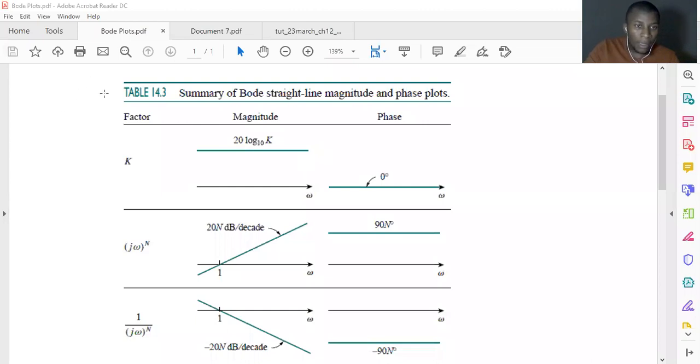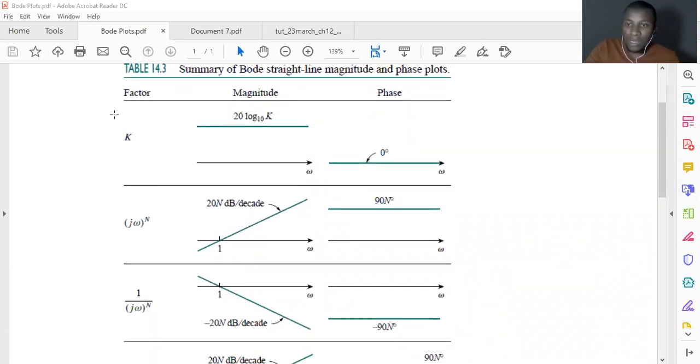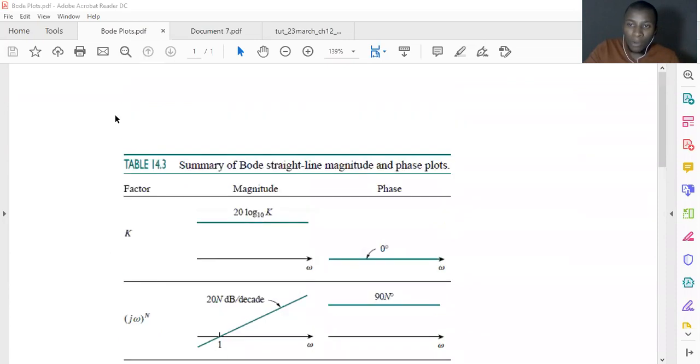Hello everyone, today I'll be doing a video on how to draw bode plots. And in this video, we'll use one of the tutorial problems as a guide. To start our discussion, we'll look at the following table. Basically, this table provides us a guide on how we can draw bode plots. If you'd be able to use this table, then you should be able to draw any bode plot diagram of any transfer function.